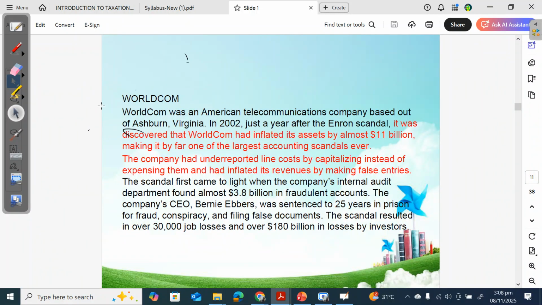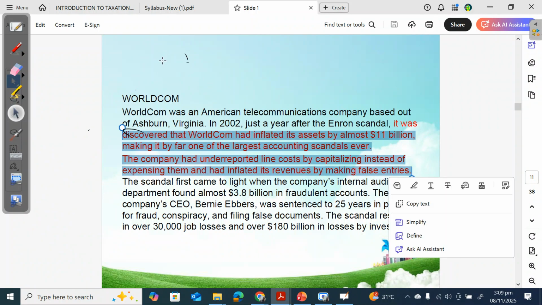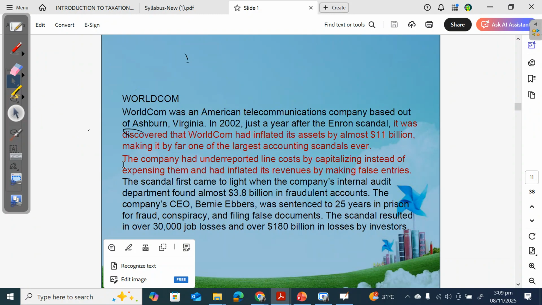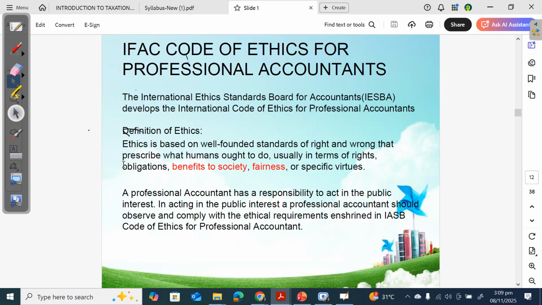This does not meet the faithful representation criteria. Faithful representation was not there, and that is what brought the downfall of the business. All right, so let's continue.